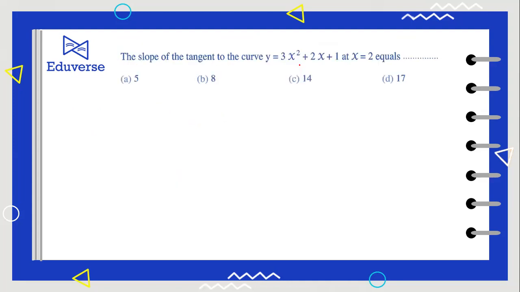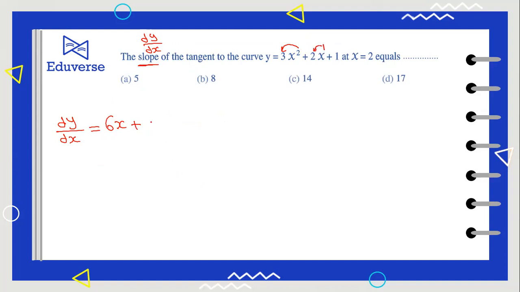Next, what is the slope of the tangent to this curve at x equal 2? We said that the slope is a derivative. The slope is the derivative of the function. Then dy over dx: the derivative of 3x squared is 6x. How? 2 multiplied by 3 is 6, and subtracting 1 from the power gives x power 1. Plus 2x, where the power is 1.